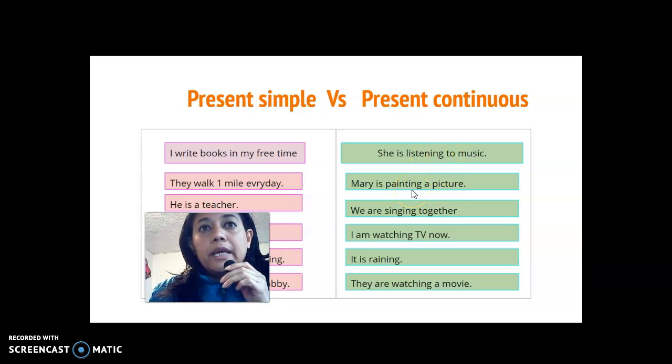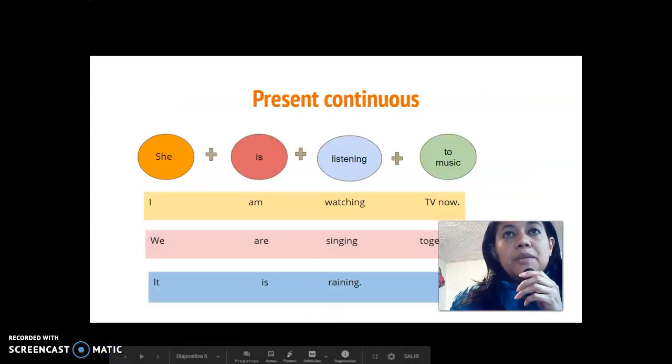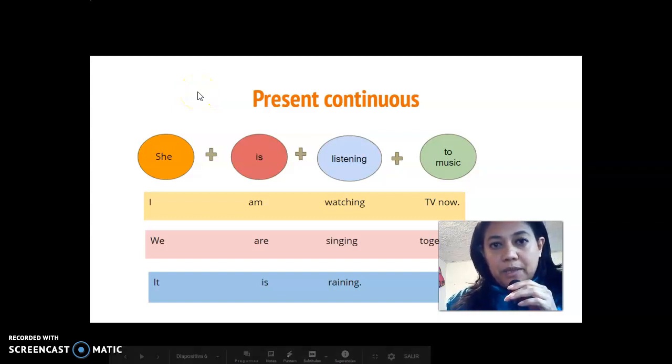In Spanish, it is something like ella está escuchando música, right? So you cannot forget about the to be verb, and the ing in Spanish is something like ando, endo. So Mari está pintando un cuadro, and then try to translate all these others. Okay, so as I was telling you, present continuous expresses activities or actions that are happening in the same moment.